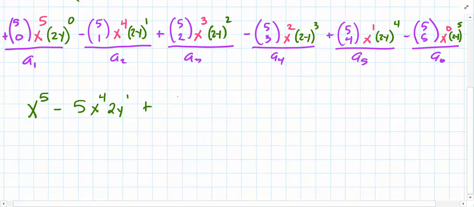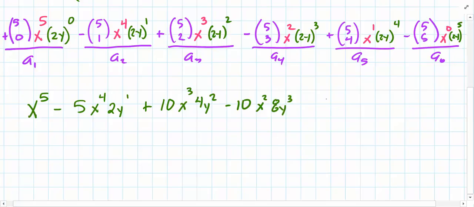Then I'm going to have 5 choose 2, which is how much, everybody? 10, right? According to Pascal's triangle, that's 10. And then x to the 3rd, and I'm going to have a 4y squared. What's 5 choose 3? 10. Also 10, so minus 10. X squared, 2 to the 3rd is what, 8? 8y to the 3rd, good.